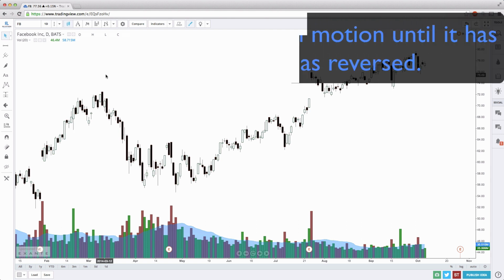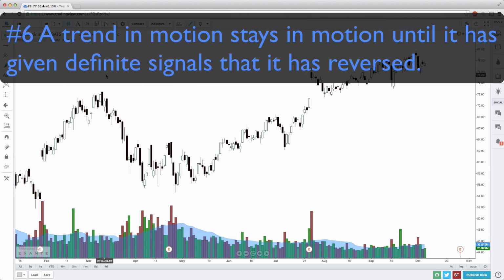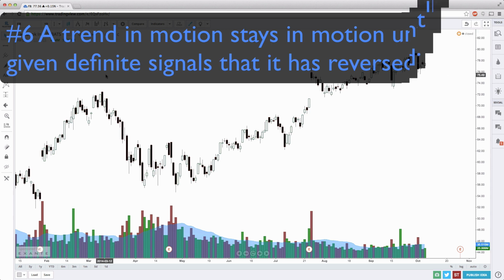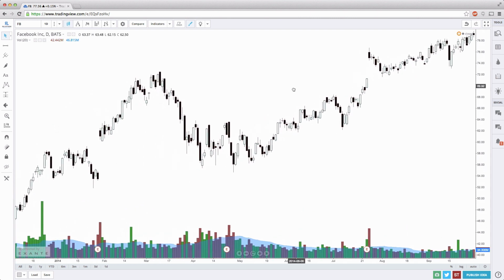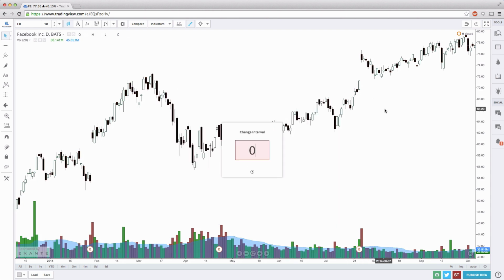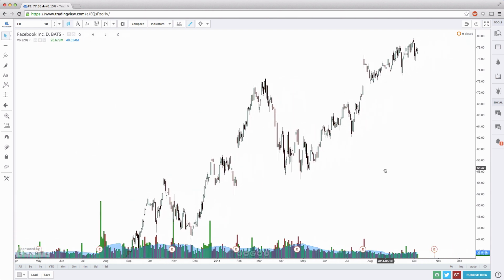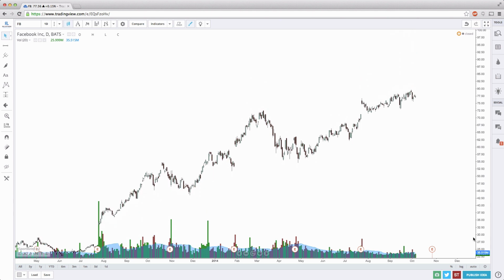Number 6 is a trend is assumed to be in effect until given definite signals of a reversal. What that means, truly and simply, ladies and gentlemen, is do not try to be the hero. Don't try to be the woman or the gentleman that tries to pick the very, very top of the market. If you're looking at this particular phase of Facebook, there were a lot of people out there who said this is the very, very top of Facebook. It's never going any higher. Well, it did, number one. And bottom line, you could have made some money as the stock went down here.